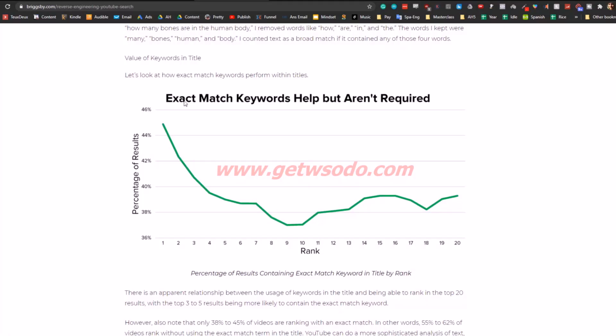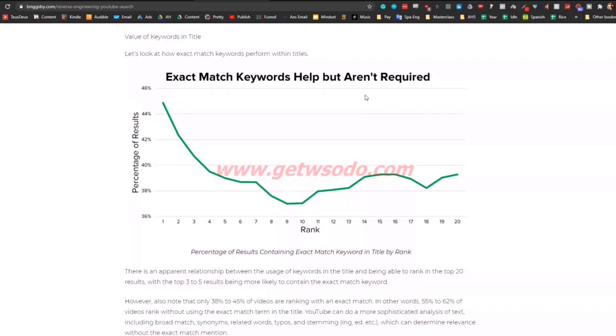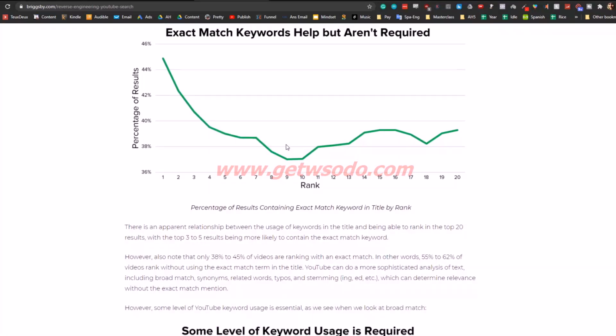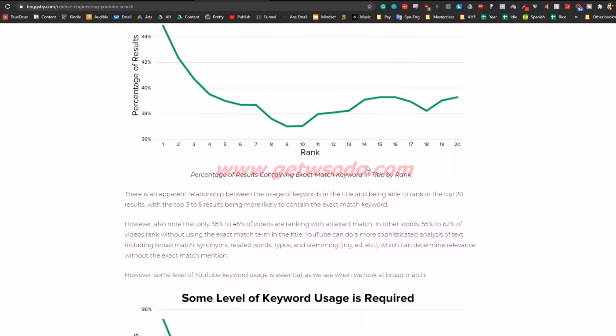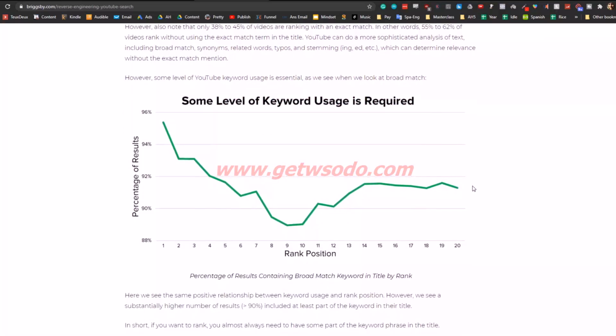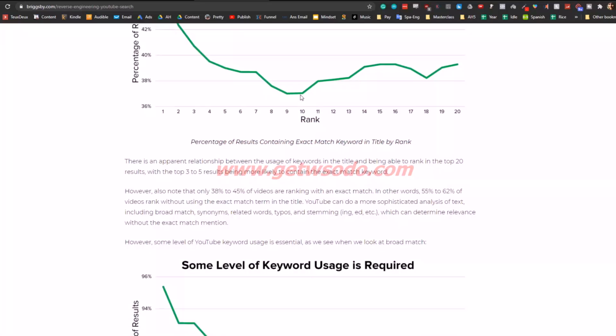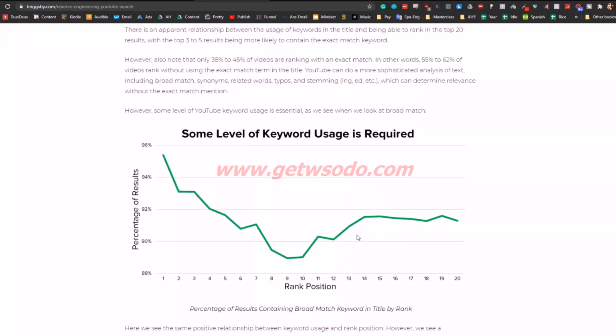So you don't need to have exact match keywords, but you can have exact, but they aren't required. So they could, for example, say that, hey, you should have a related keyword or more somewhat related keyword. And it says that some level of keyword usage is required. So you can see that it ranks a little bit higher if you just have some level keyword usage.